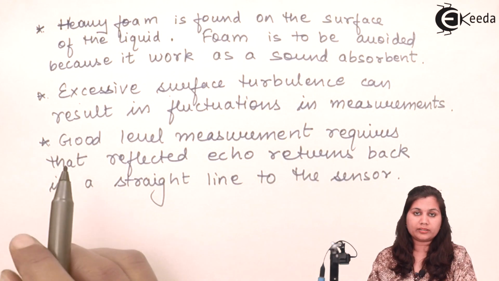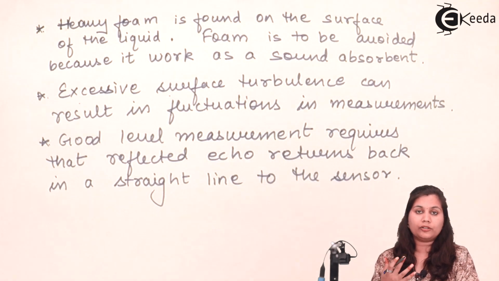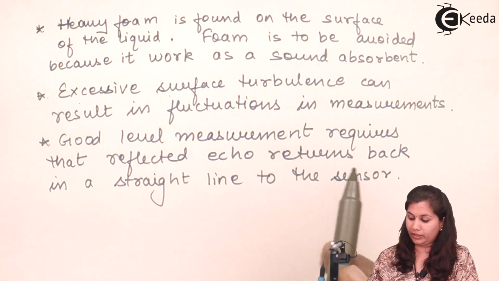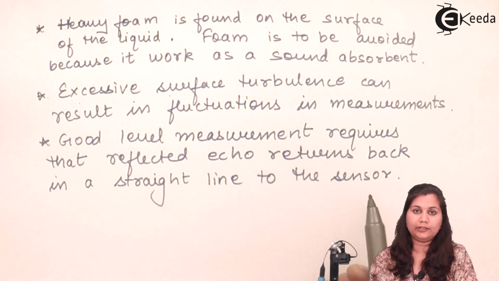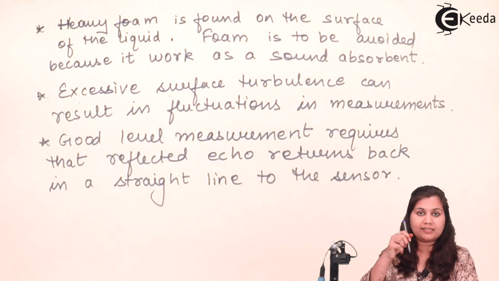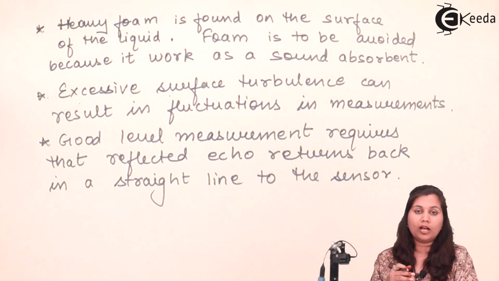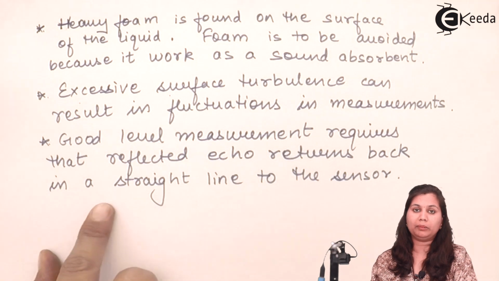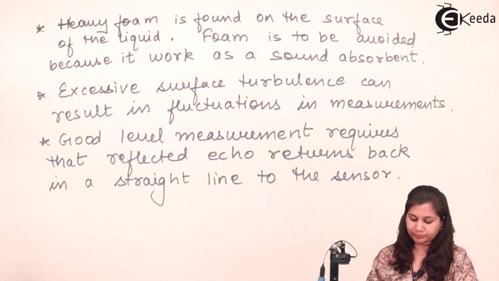If we want the measurements of the level to be accurate, it is required that the reflected echo returns back in a straight line to the sensor. So when the beam is generated by the sensor, it gets reflected back by the surface of the liquid. When it is reflected back, that echo should be in a straight line to the sensor, then the measurements will be good.